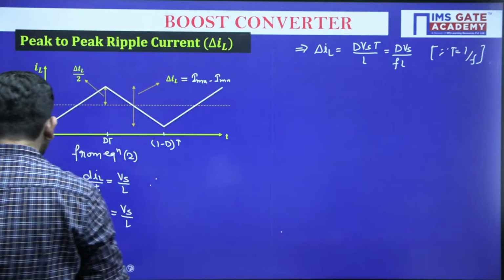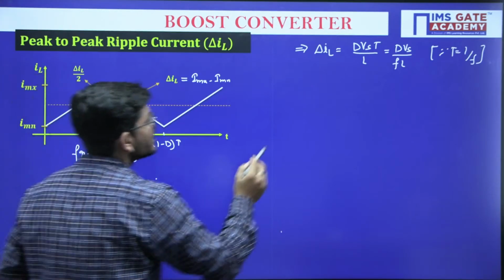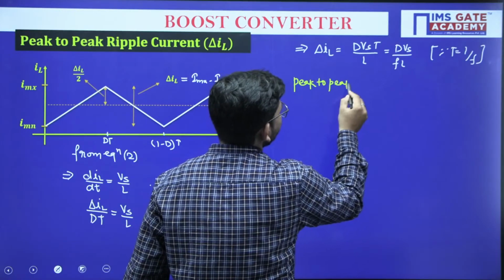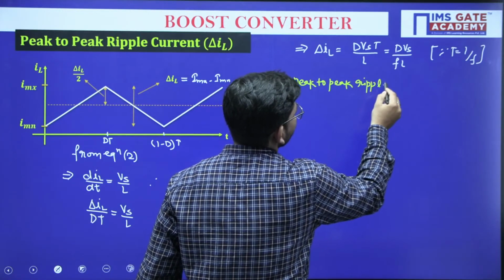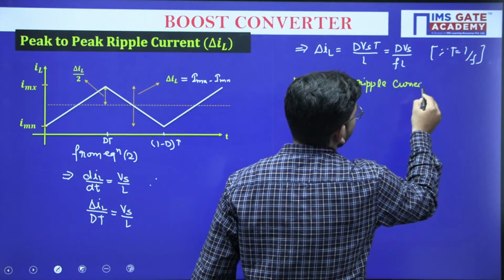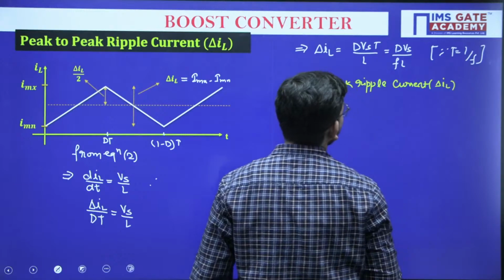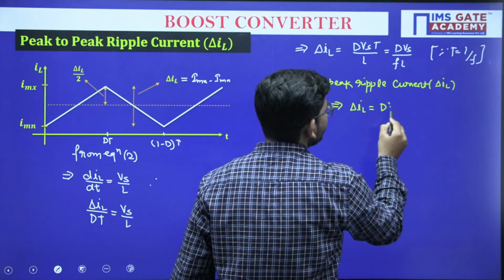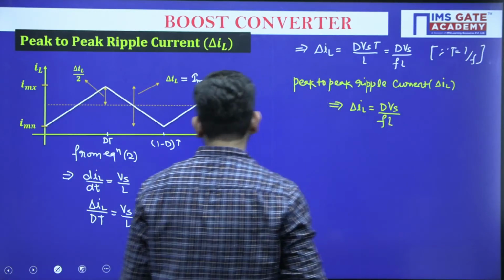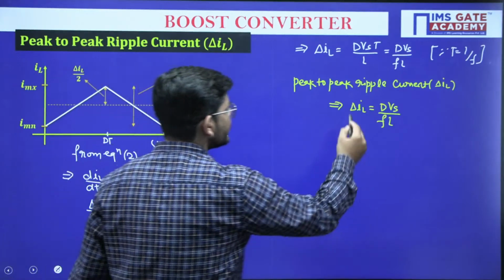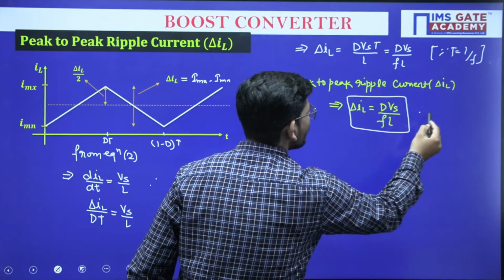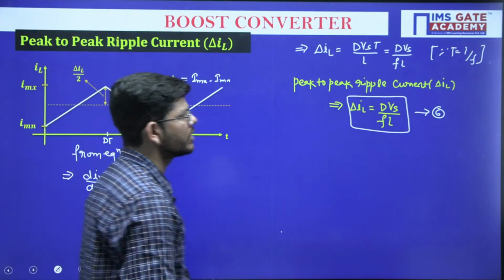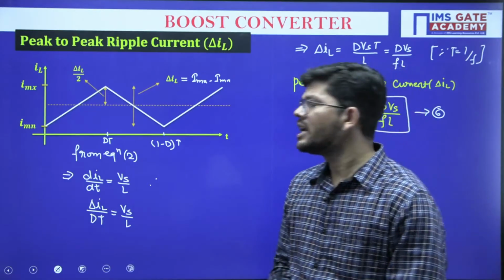So we have obtained a very important relation, and that relation is the peak to peak ripple current. Del IL is equal to dVs upon F into L, and that is a very, very important relation. Let me call this equation number 6. Many times we will be using this relation. So del IL is dVs upon FL.